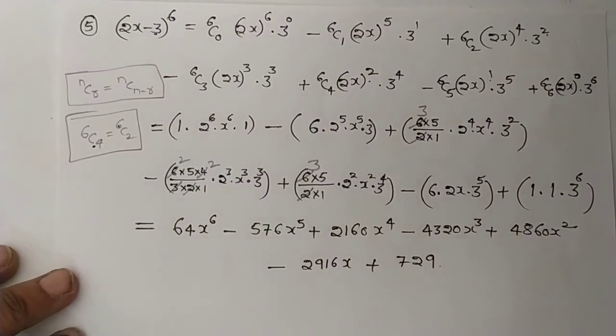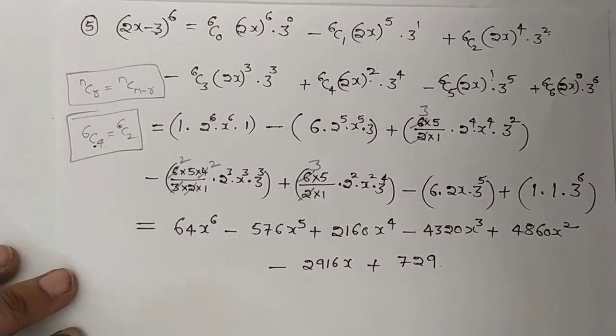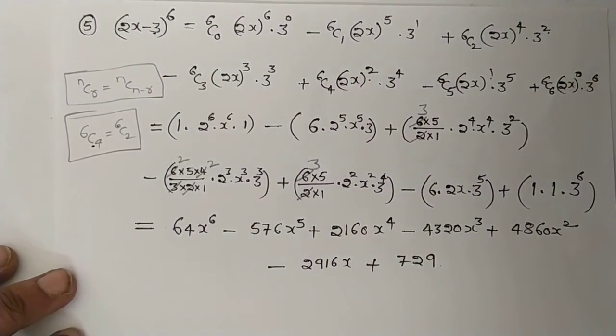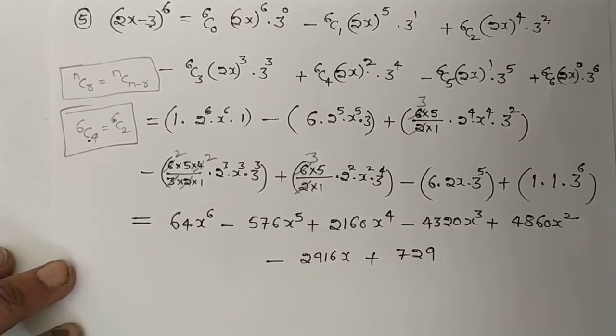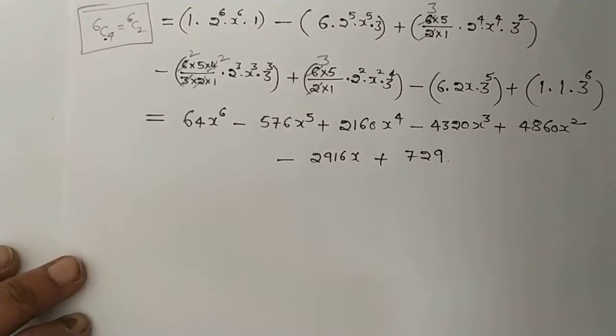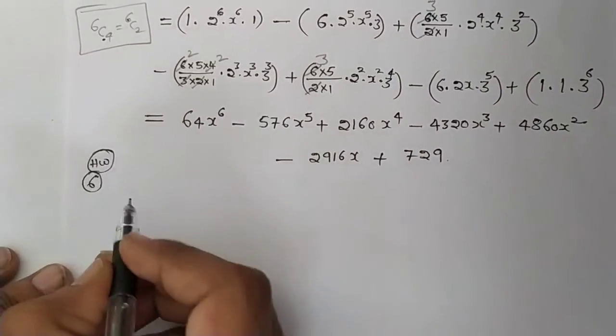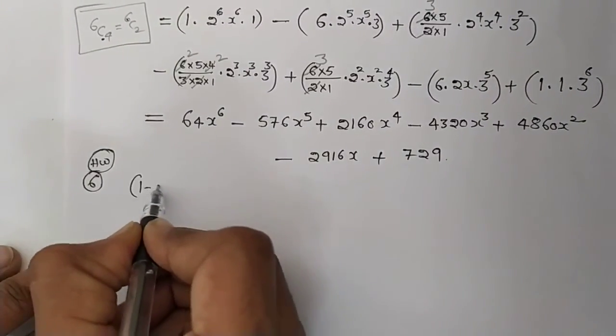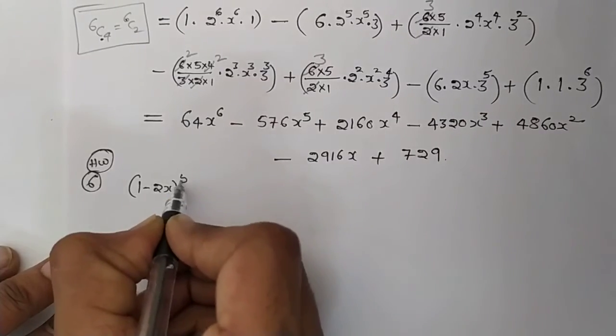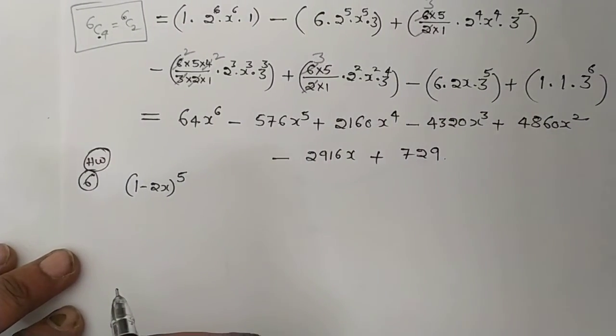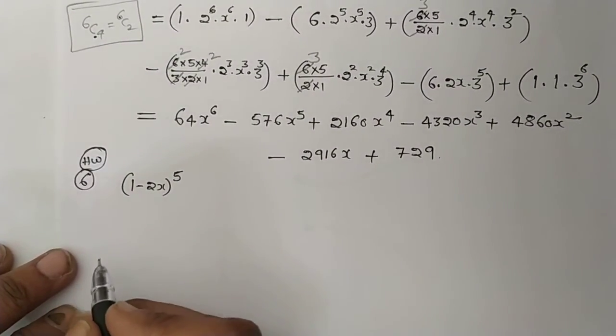Okay, next we will move on to the next question. That's the sixth question, and that question is homework for you. Sixth question: 1 minus 2x whole power 5. This question is homework for you.